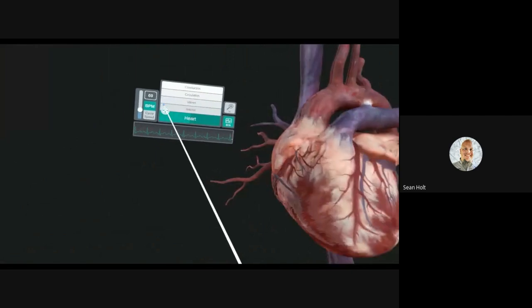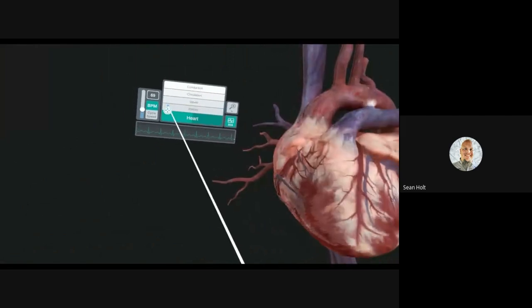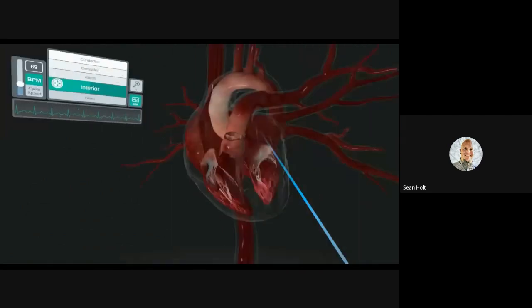Now let's look at the interior of the heart. If I can get it to stay there. Nope. Come on. There we go.